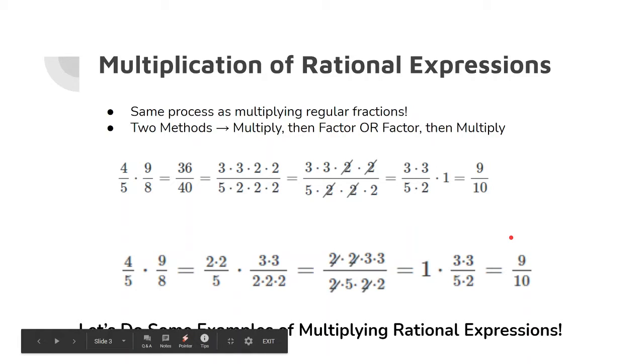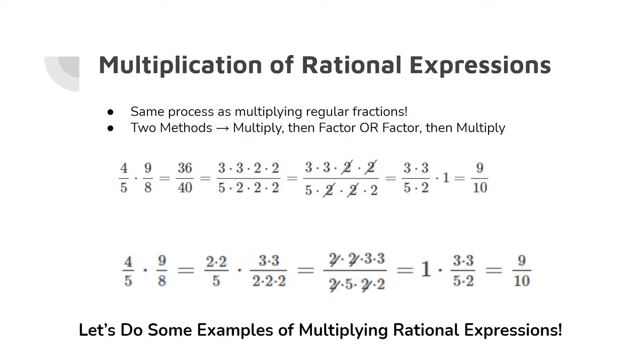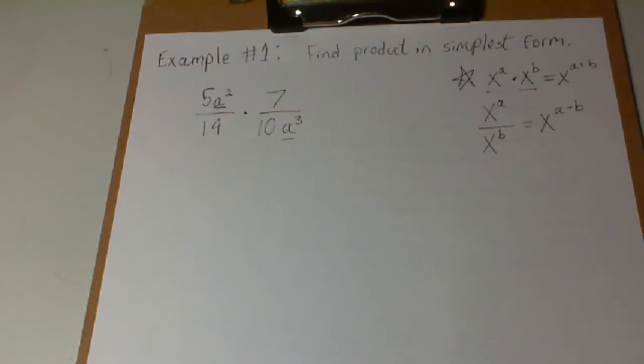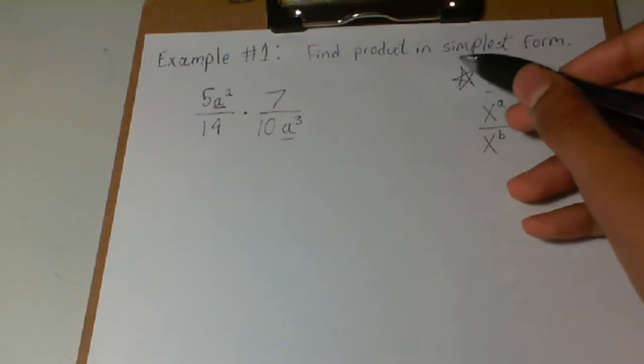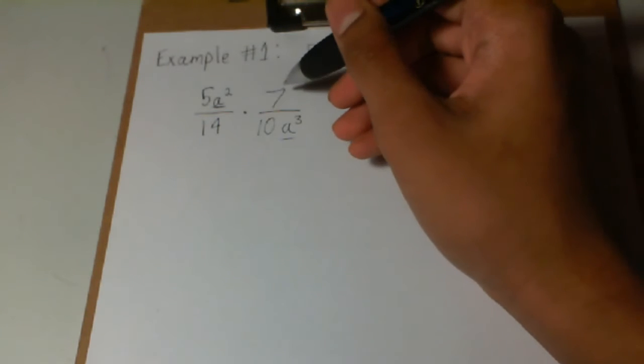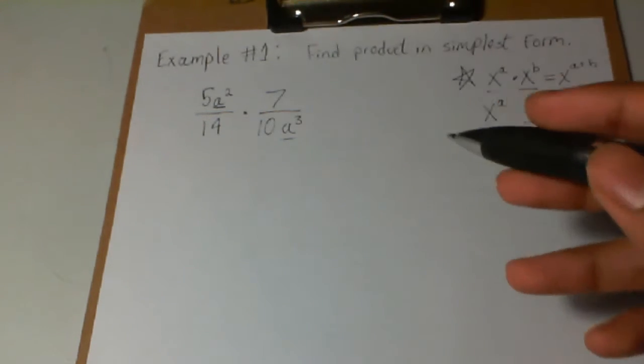So let's go ahead and do some examples of actually multiplying these expressions. All right, so here we have example number 1, and it's asking us to find the product in the simplest form. We have 5a squared over 14 times 7 over 10a cubed.